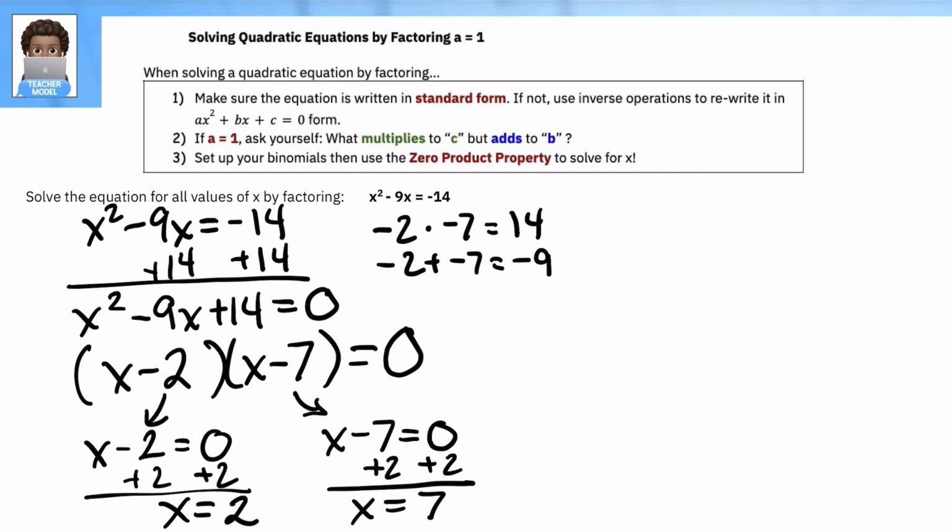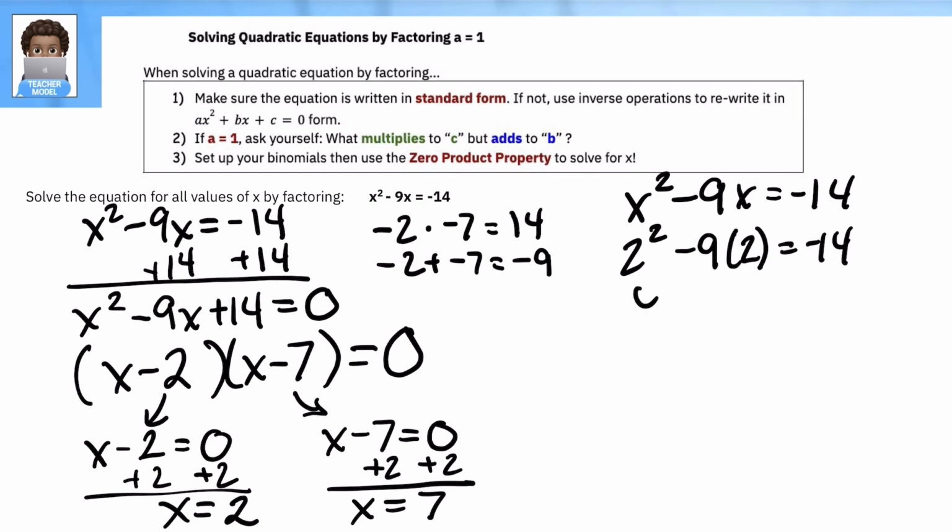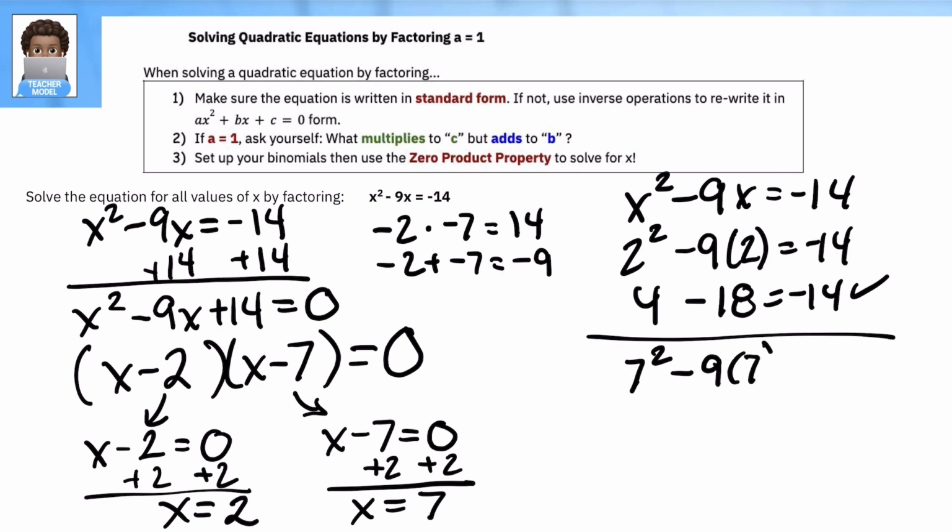And as always, you can just go back to your original equation and check your solutions. So for example, if x is equal to 2, 2 squared minus 9 times 2 is equal to negative 14. 4 minus 18 is minus 14. So that solution works. And if we had 7, 7 squared minus 9 times 7 is negative 14. So 49 minus 63 also gives us negative 14. So it does work when we have two different answers with this method.